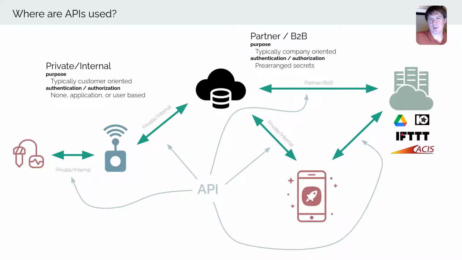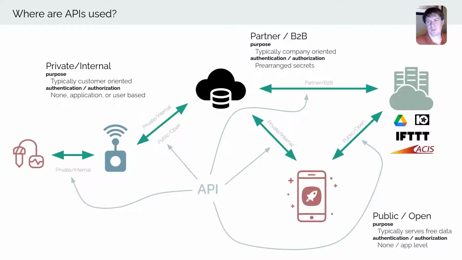IFTTT would be a great example. Maybe IFTTT reaches in and gets a certain piece of data for all of John Deere's customers all in one request so that it can do automation around that piece of data for everyone at once.